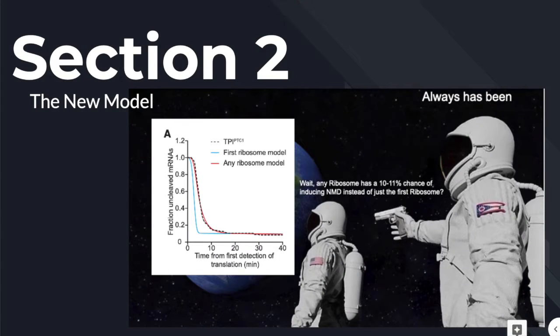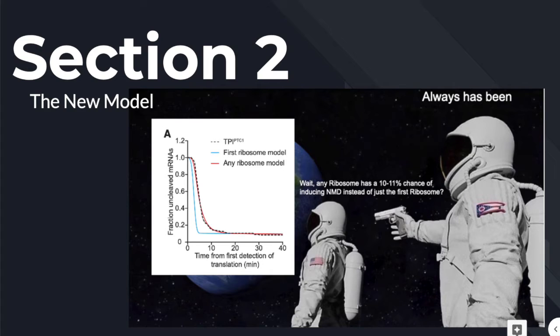On to an actual application of the new tech and not just showing it off. The researchers wanted to know what was going on with ribosomes and NMD. They mentioned prior models describing what was thought to be going on. One model described NMD as occurring on CBC-bound mRNAs during translation within the first few ribosomes.